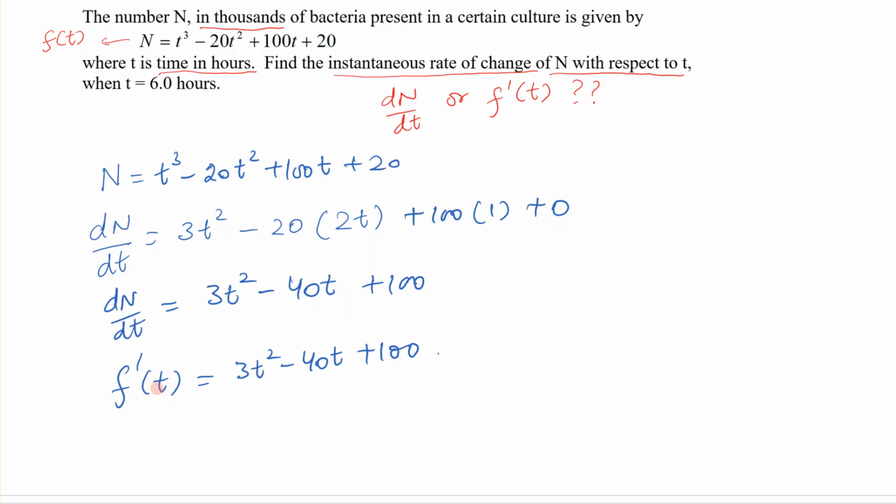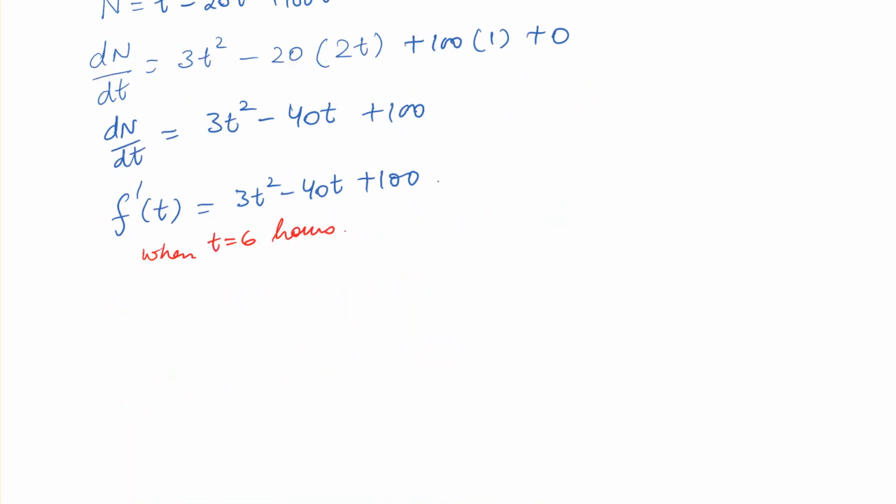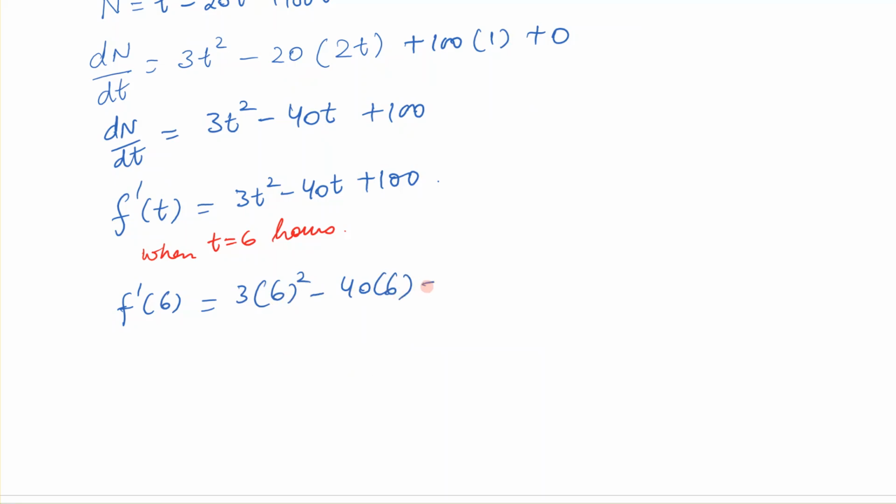Now we're going to plug in the value of t equal to 6 here, to get the instantaneous rate of change of the number of bacteria when t equals 6. Just plug in 6 everywhere, replacing the input by 6. So 3 times 6 squared minus 40 times 6 plus 100. When we calculate this, we get 36 times 3 minus 240 plus 100. So we get negative 32 in the end.